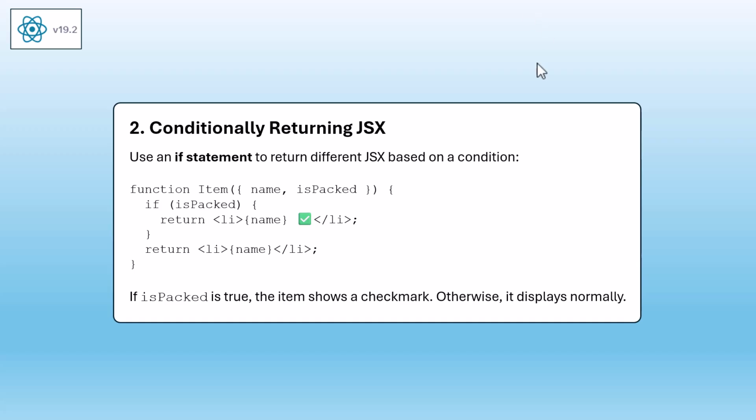This is done by using an if statement that checks whether the item is packed and then returns one of two possible JSX trees. This pattern, checking a condition and returning different results, is one of the most common ways to create conditional rendering in React.